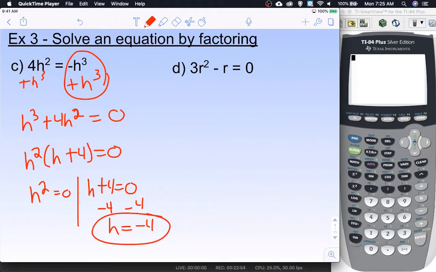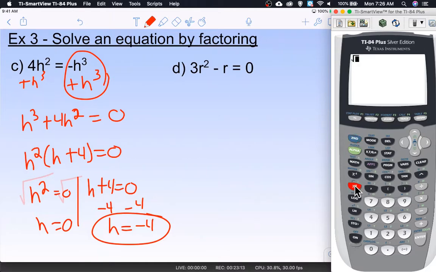On the left hand side, h squared equals 0. The way that we solved squares in the past is by square rooting both sides, giving us h equals 0. The square root of 0 is 0.